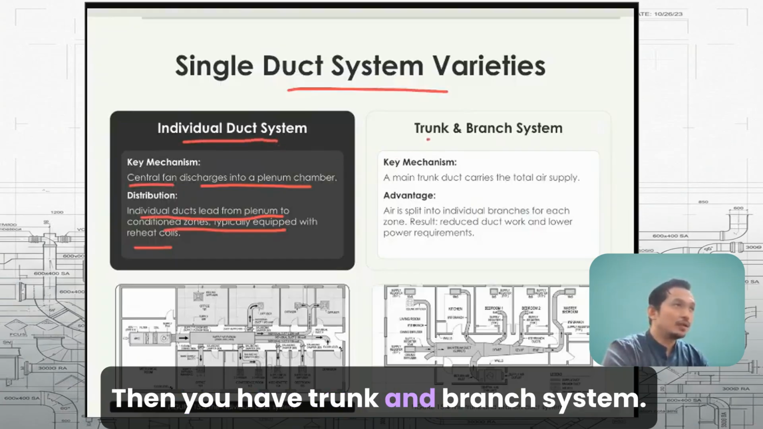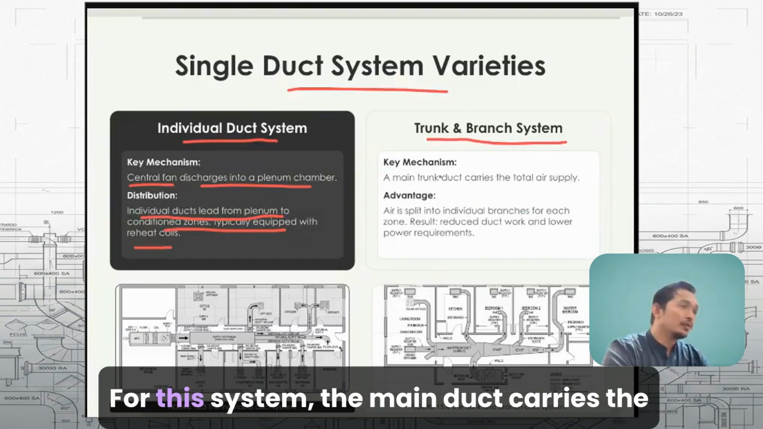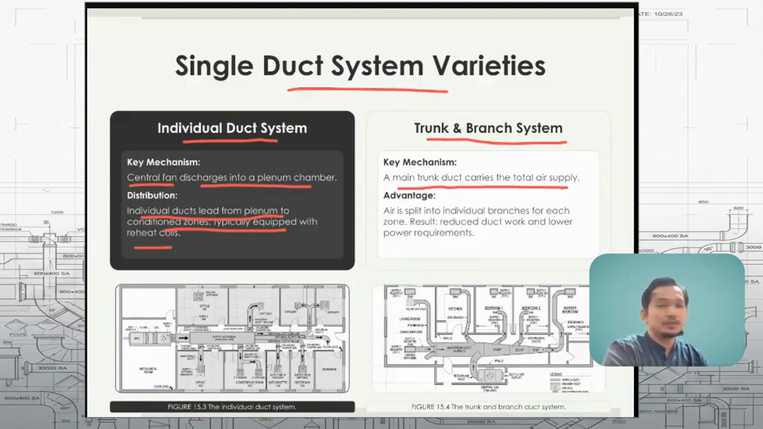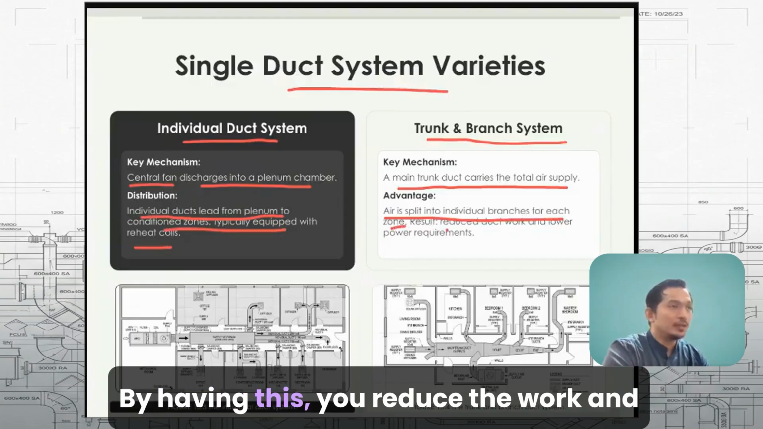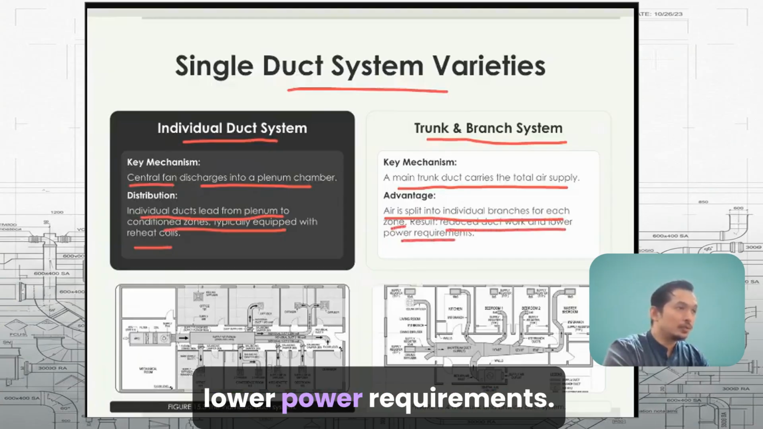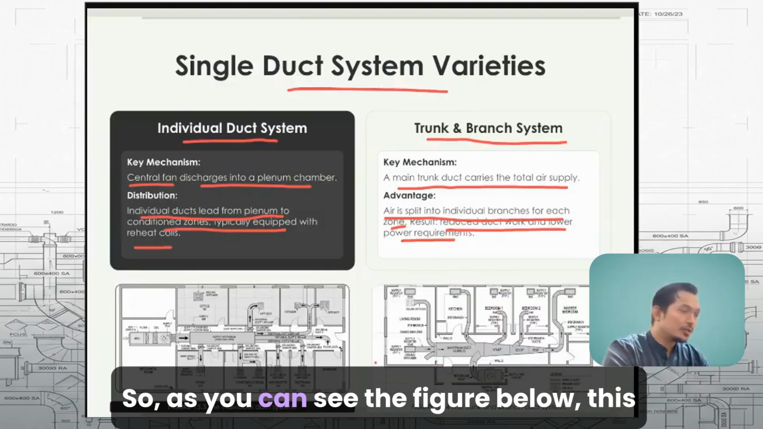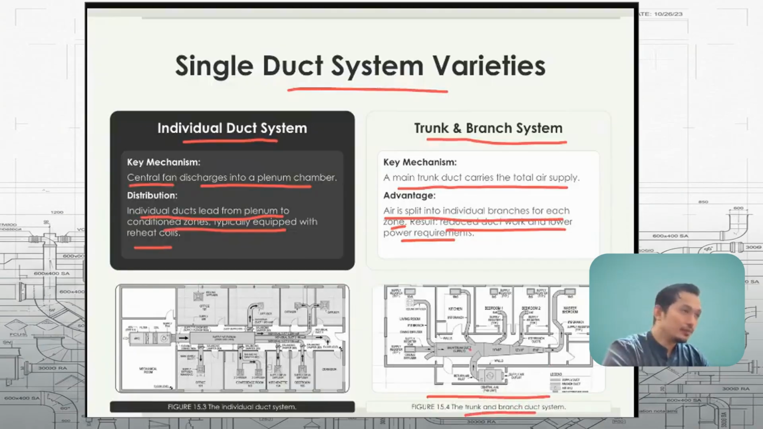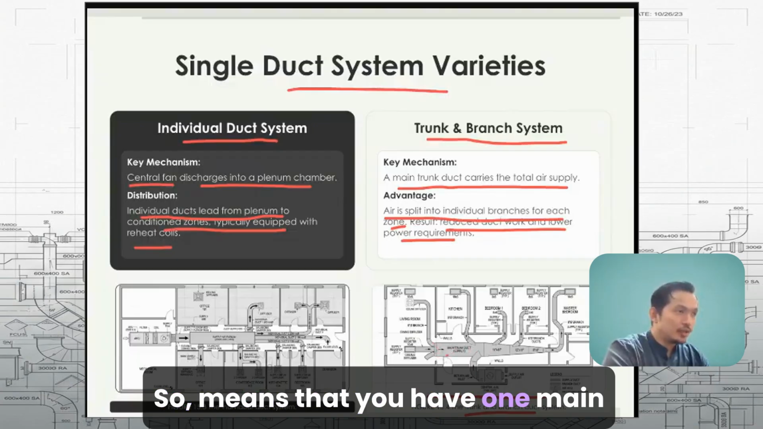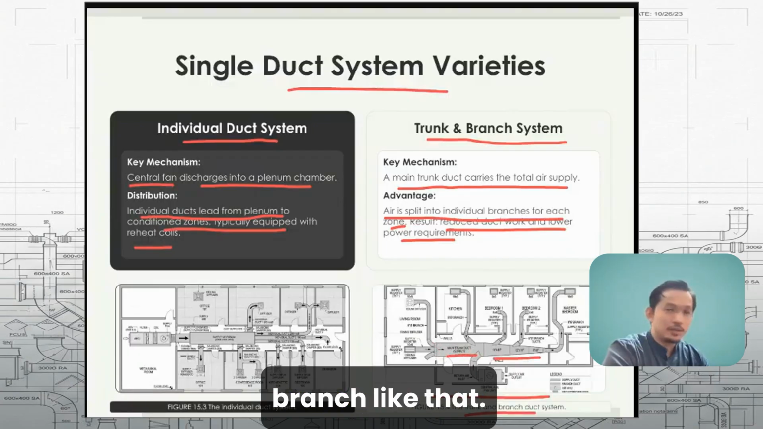Then you have the trunk and branch system. For this system, the main duct carries the total air supply. Then the air is split into individual branches for each zone. By having this, you reduce the ductwork and lower power requirements. As you can see in the figure below, this one is the trunk and branch duct system. It means that you have one main branch like that.